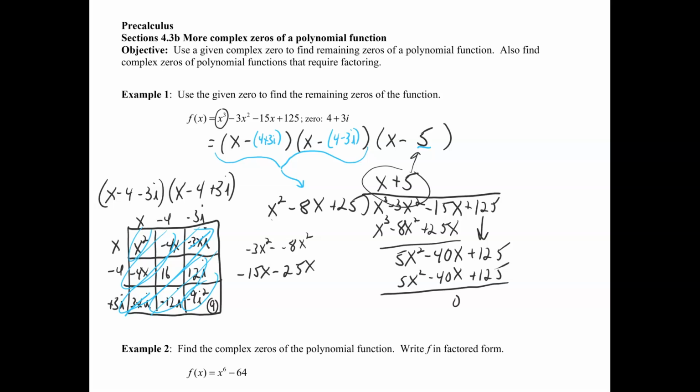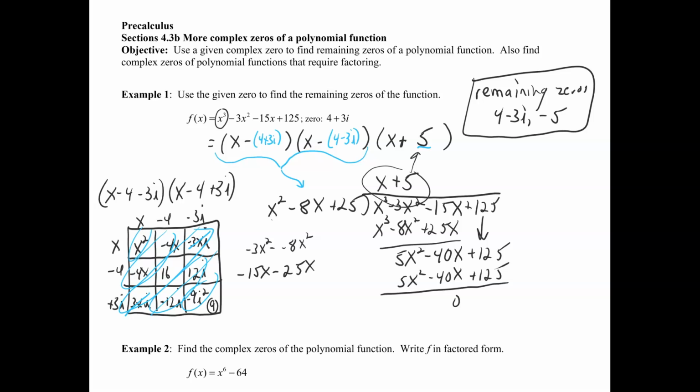Okay, so now we can answer the question. Use the given 0 to find the remaining zeros. The given 0 was 4 plus 3i. The remaining zeros: 4 minus 3i, and this is plus 5 here. And so we're subtracting a negative 5, so the other 0 would be negative 5.